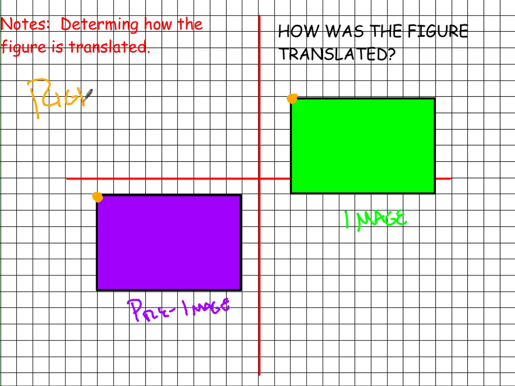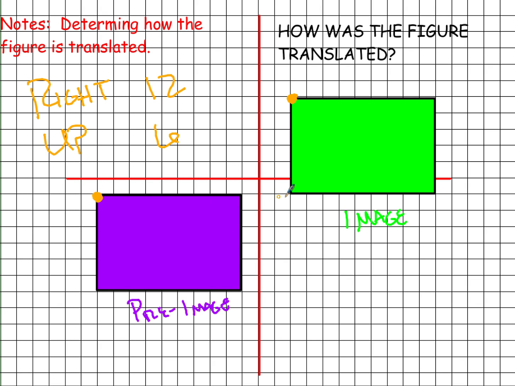Oh, my pen's not working very well. 12. So I went right 12. And then from here, I had to go up 1, 2, 3, 4, 5, 6. Up 6. There's my translation from my pre-image to my image.